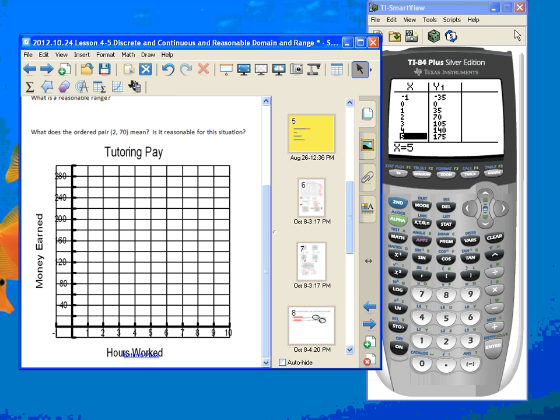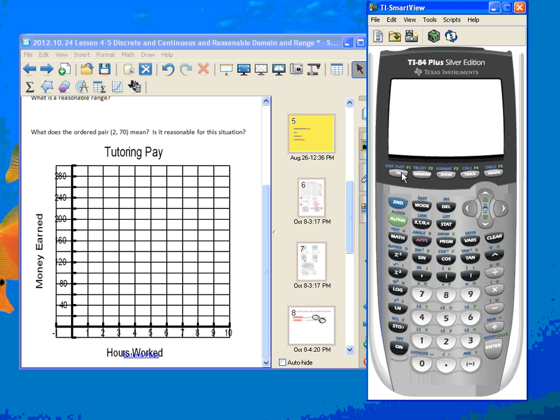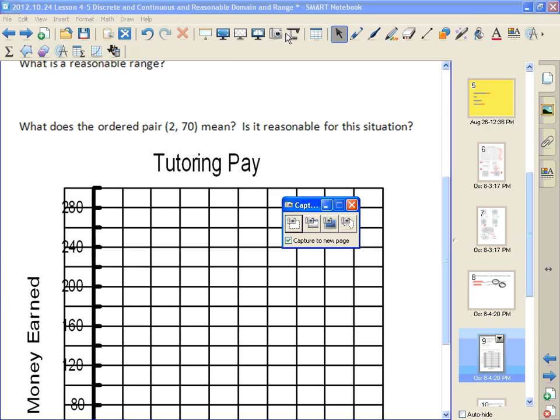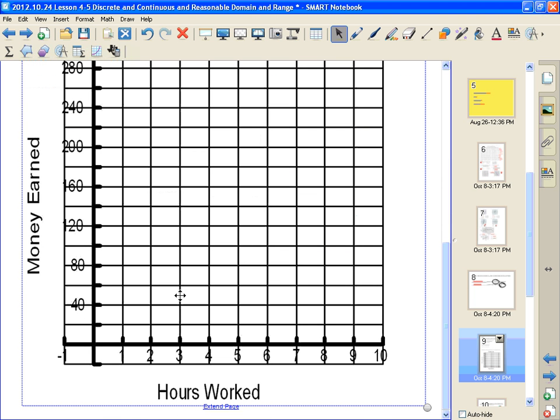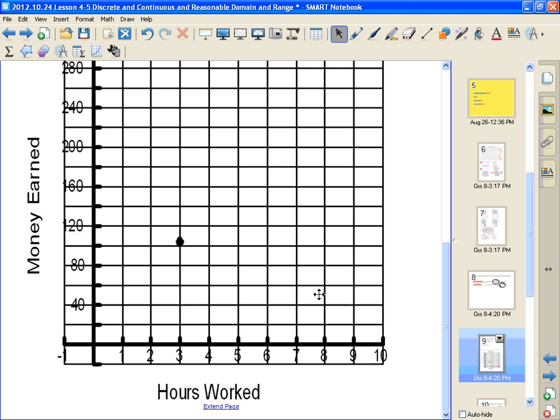So we come to our calculator. We go to y equals, and we put the function y equals 35x in. And then we go to the table. And I know that I don't have to worry about negatives because I can't tutor negative hours. It says that the least number of hours she's going to tutor is 3, so I can see here that at 3 hours she will have made $105. I'm going to come over here and graph that ordered pair, 3, 105, which would be about right there.